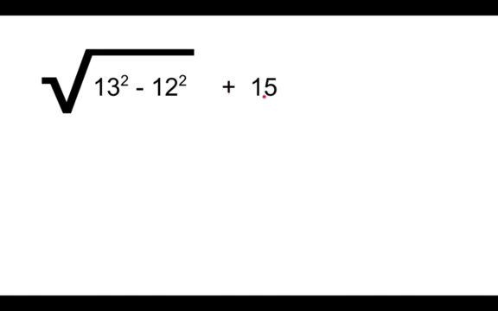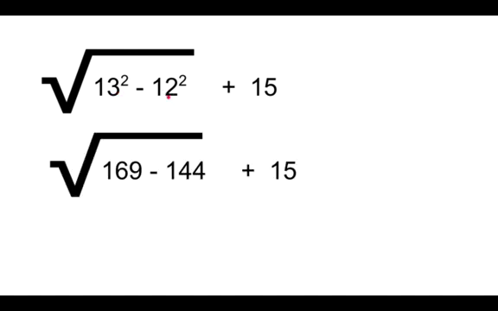GEMDAS says to do groupings first. The square root symbol is a grouping symbol. Within this square root symbol, we have to look at what's underneath it, and then we have to start with any other groupings. Nope. So let's go to exponents. So 13 squared is 169, minus 12 squared, which is 144. So I've simplified my exponents.